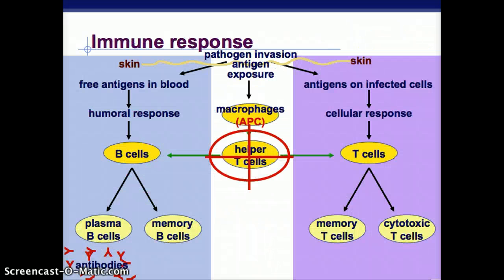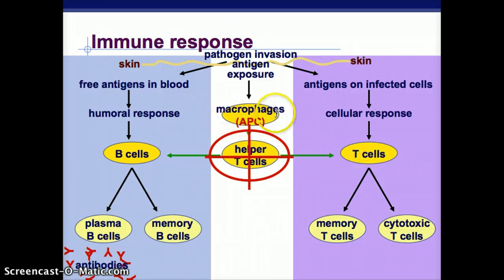Alright, so our immune response. Here's your skin, non-specific. Pathogen invasion somehow gets past the skin. There's antigen exposure to those foreign molecules. There are either free antigens in the blood or antigens on infected cells. If they're in the blood, that triggers a humoral response because it's in the fluid, which triggers the B cells. And if it's on infected cells, it triggers a cellular response, which triggers the T cells.